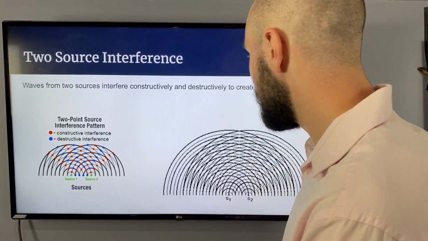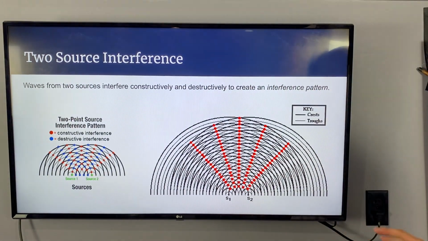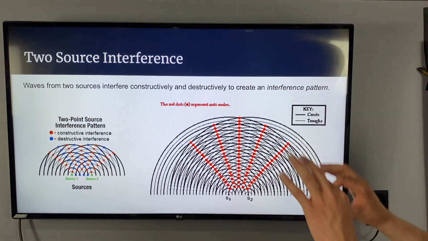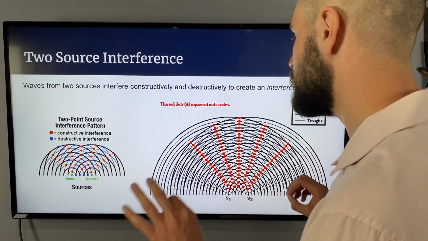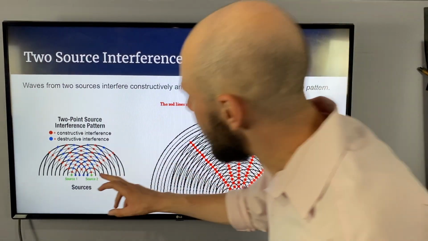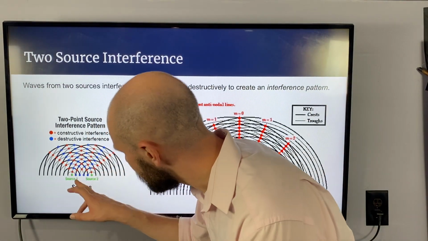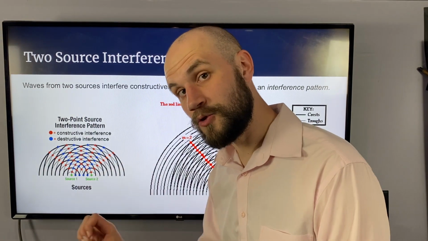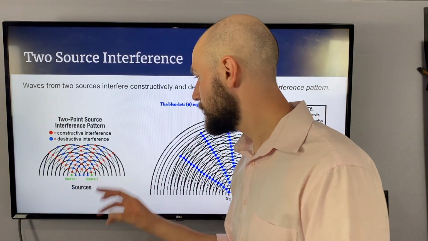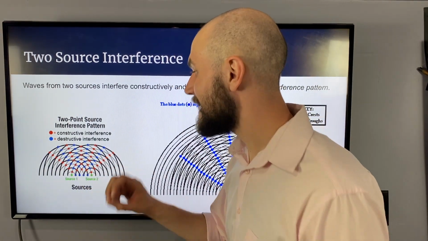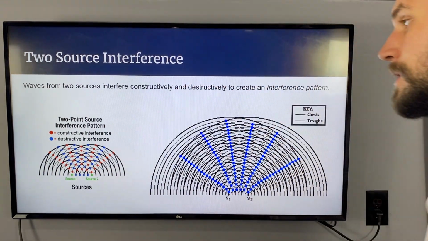Okay? Again, we're looking at the wave fronts of these two sources. Thick lines are crests, thin lines are troughs. And if you can just identify either a place where you have two crests or two troughs, that has to be constructive, and then a place where you have a crest and a trough would be destructive.